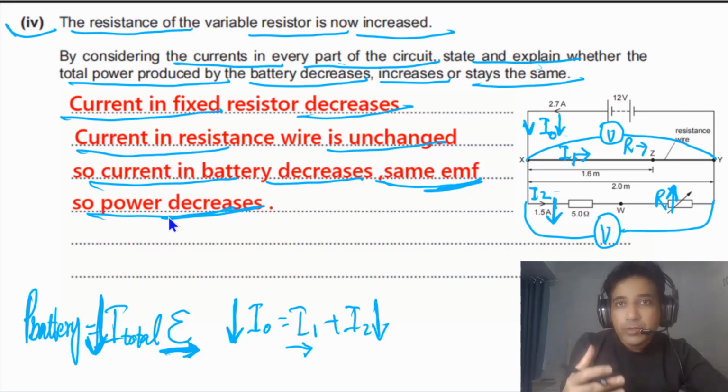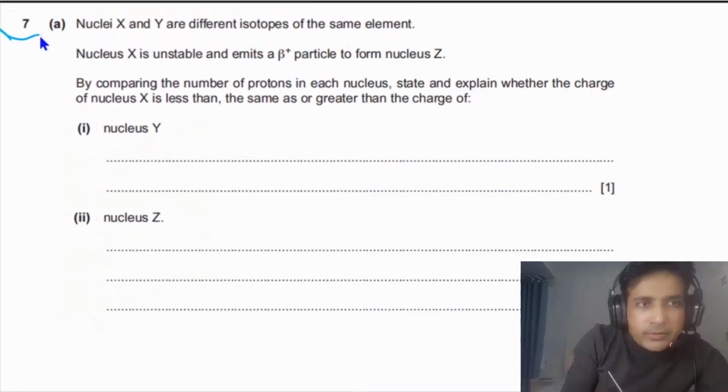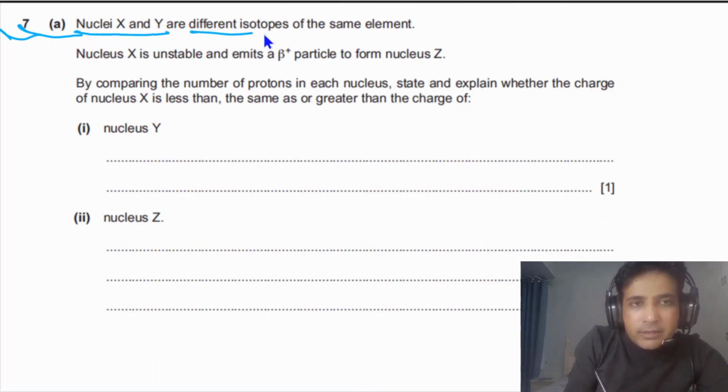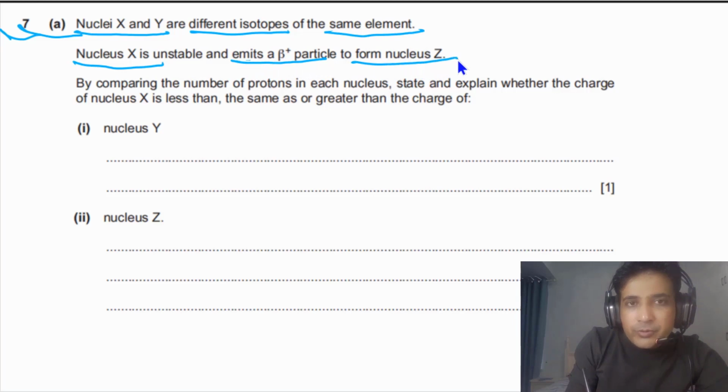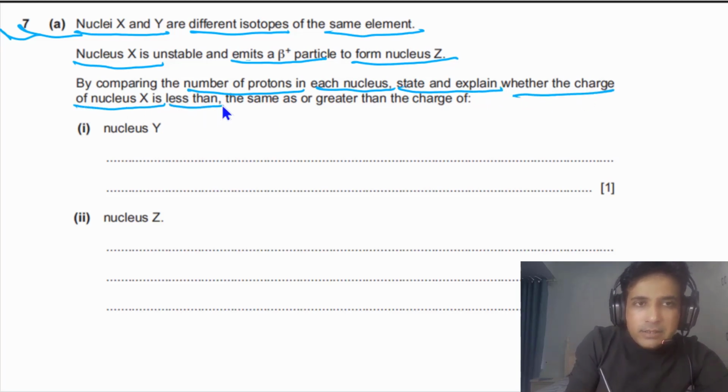A beautiful conceptual question. For our question number 7, part A, it is given to us nuclei X and Y are different isotopes of the same element. Nucleus X is unstable and emits a beta plus particle to form nucleus Z. By comparing the number of protons in each nucleus, we need to state and explain whether the charge of nucleus X is less than, is the same as, or greater than the charge of nucleus Y, nucleus Z.